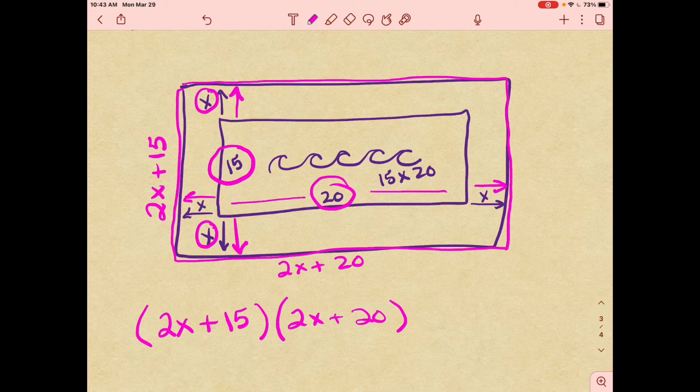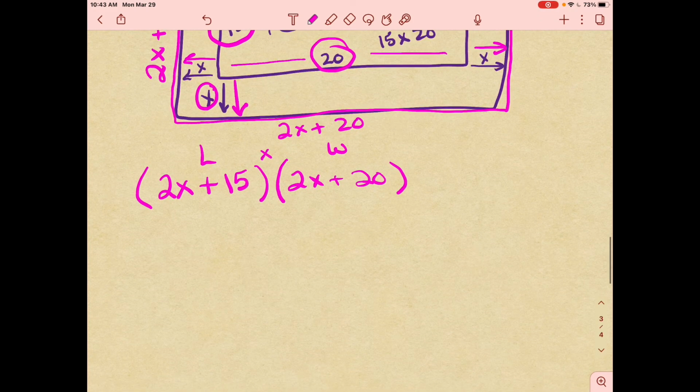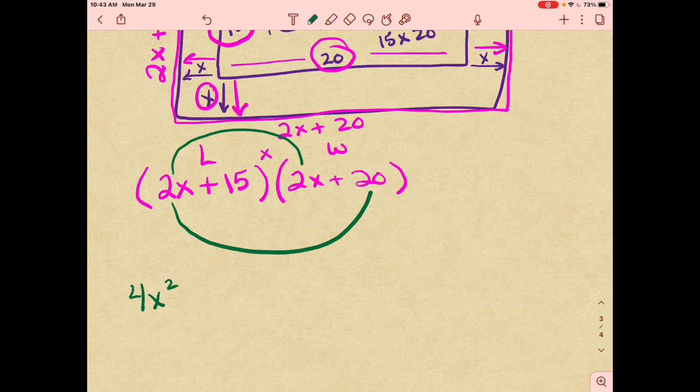All right, so now I have a length times a width, or width times a length, if you like that better. And we can multiply this to simplify it a little bit. First, 2x times 2x is 4x squared. Outer, 2x times 20 is 40x. Inner, 15 times 2x is 30x. And last, 15 times 20.